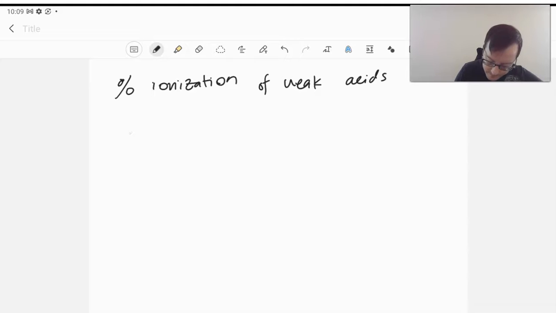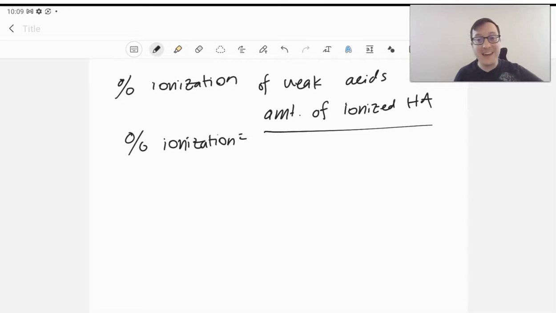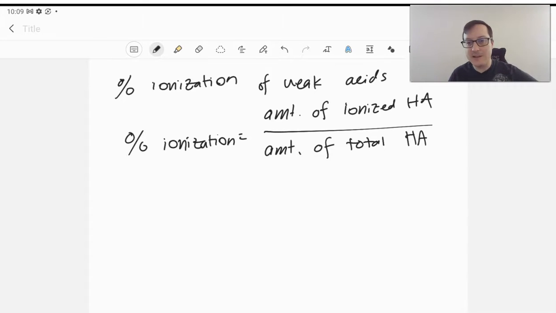In doing so, the percent ionization would be equal to the amount or concentration of ionized HA, whatever our weak acid happens to be, over the amount or concentration of total HA. And so we can approximate this. The amount that's ionized at equilibrium would be equal to our H+.